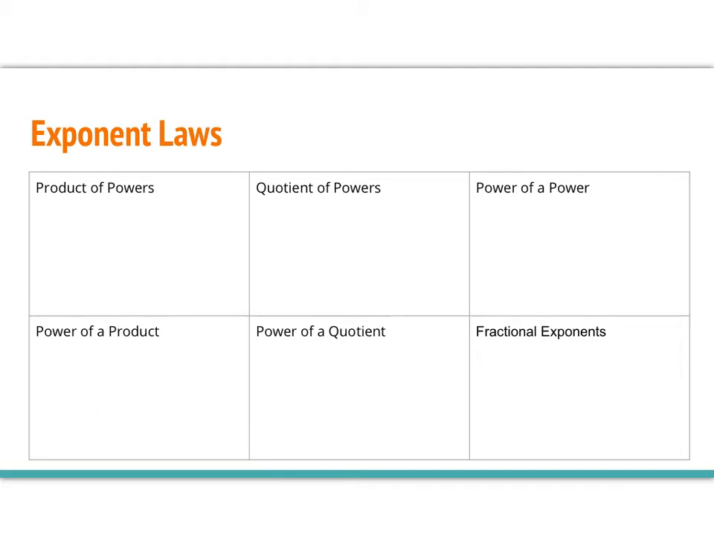The product of powers says that a base a to the power of m times the same base, that's key here, to the power of n is equal to a to the m plus n. So for example, if we had 7 cubed times 7 to the power of 4, this would be 7 to the power of 3 plus 4, which is 7 to the 7.